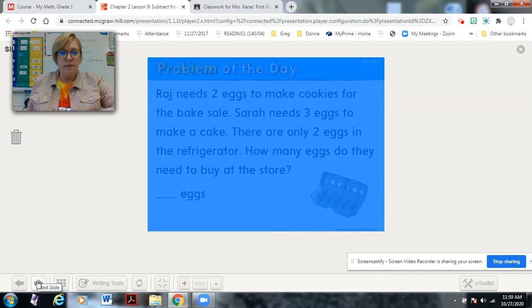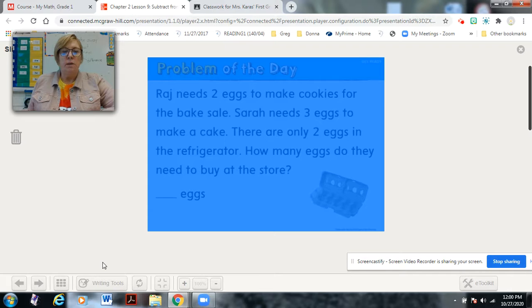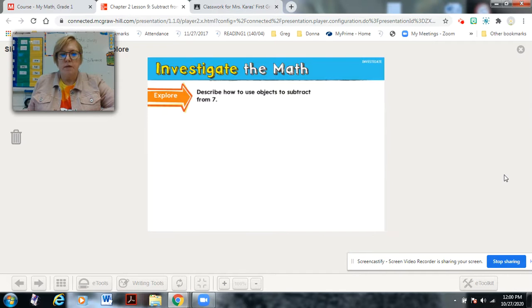Okay, let's go to the next slide here. They want us to describe how to use objects to subtract from 7. Okay, so I would like you to tell someone at home, how would you show how to subtract from 7 using some objects? Okay, so if there's no one sitting with you right now, just talk out loud. What would you do?